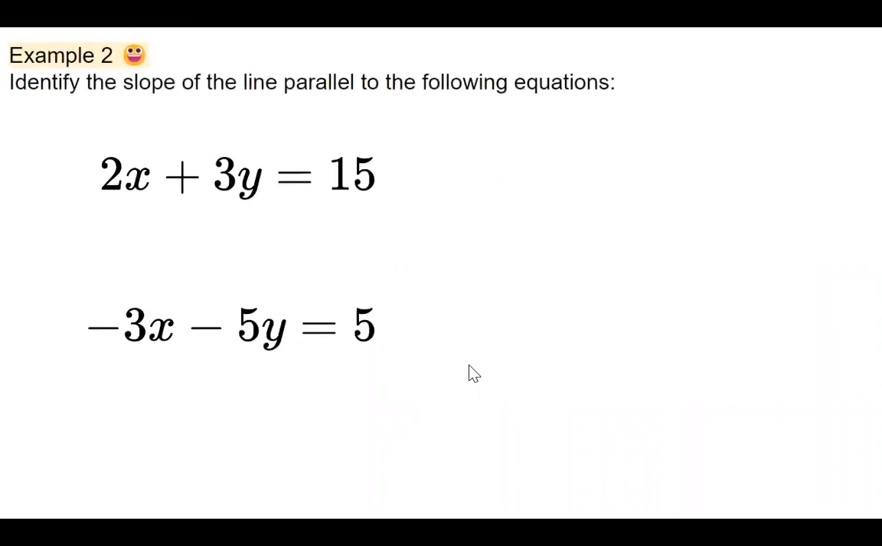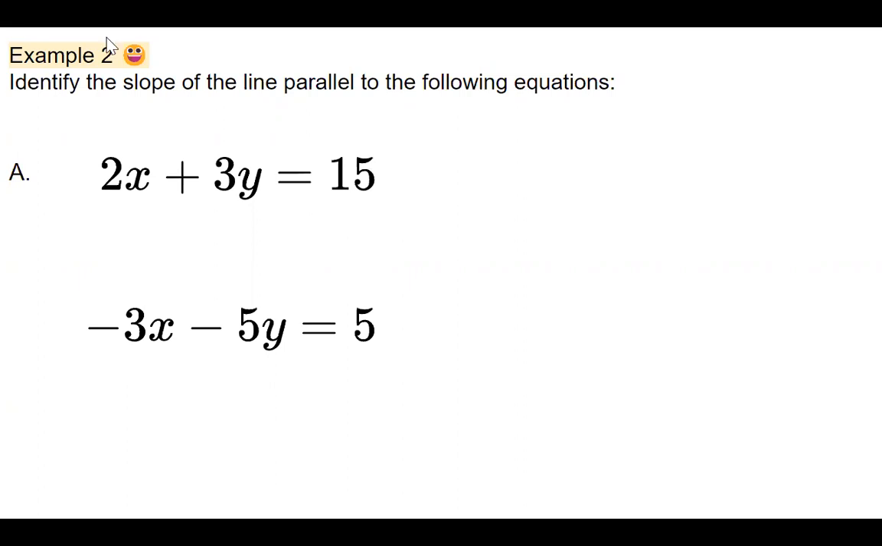Identify the slope of the line parallel to the following equation. Let's go ahead and try A. 2x minus 3y equals 15. So, what form is this equation written in? Go ahead and tell your neighbor. Andrew, what form is it given in? In standard form. Now we have to make it into what form so we can identify the slope? Slope-intercept form.